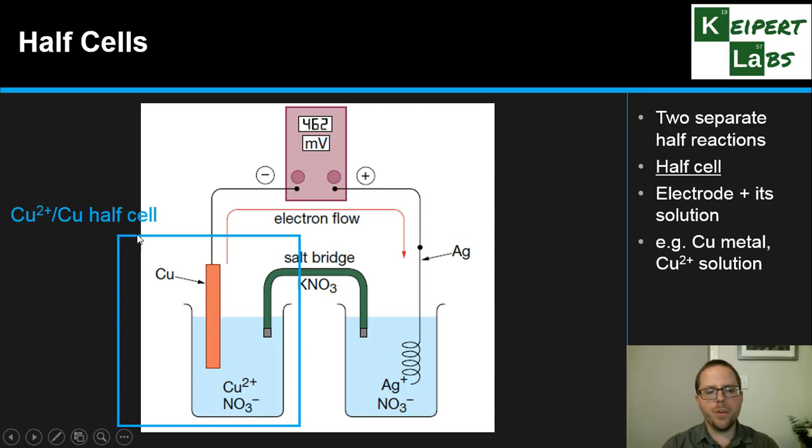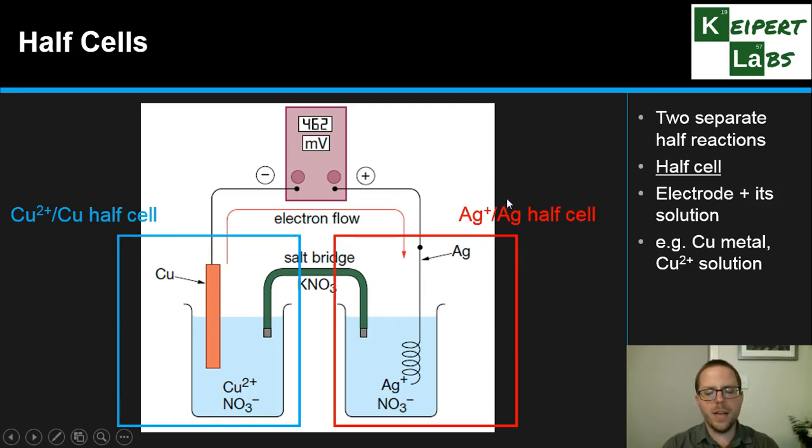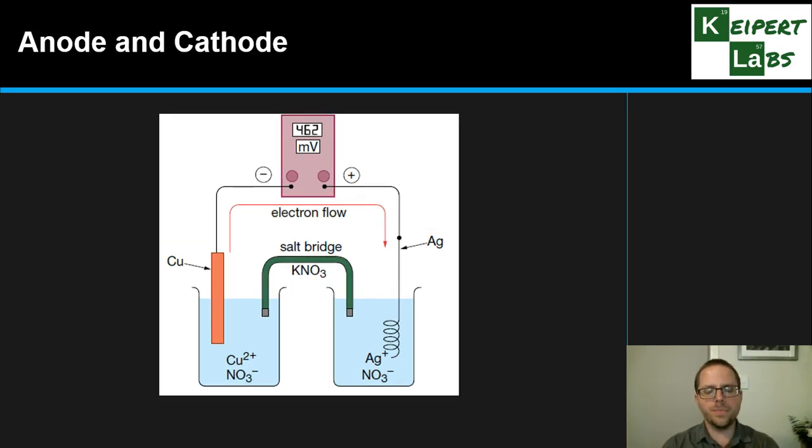So in this example, we've got a copper 2 plus and copper half cell. We've got a silver plus, Ag plus and Ag half cell. So on each of those sides of the diagram. Now it doesn't matter which way is connected, left or right. That's not really important, but just recognizing that we have two halves connected to make the whole cell.